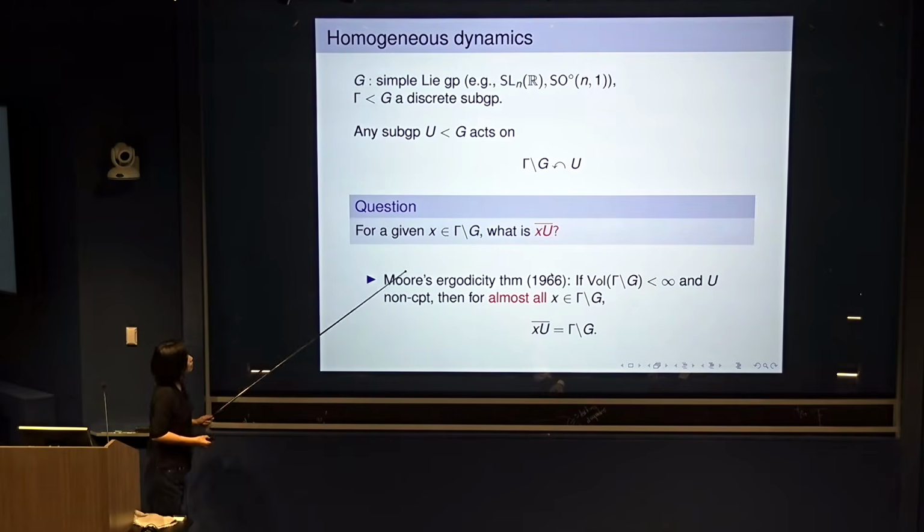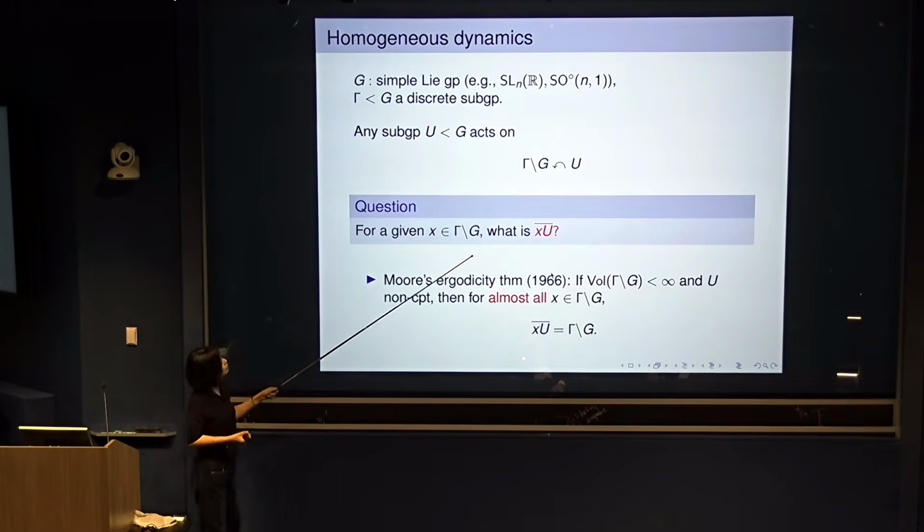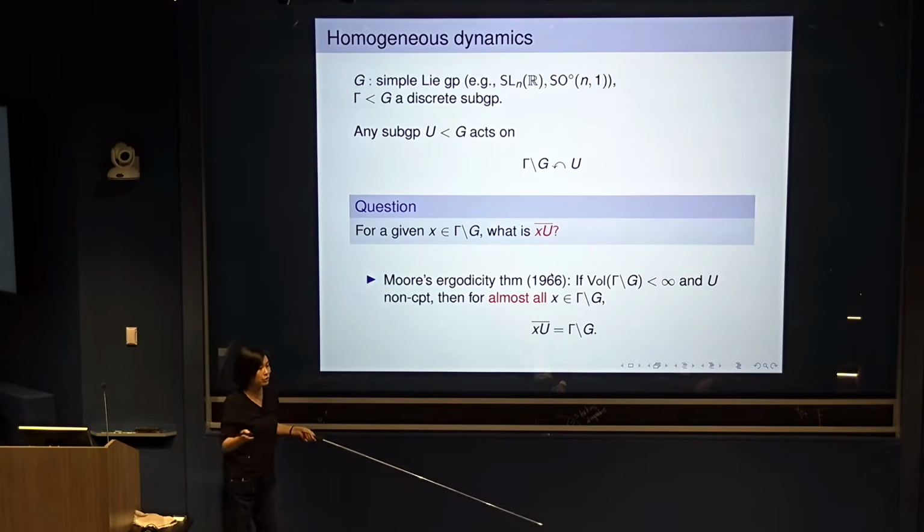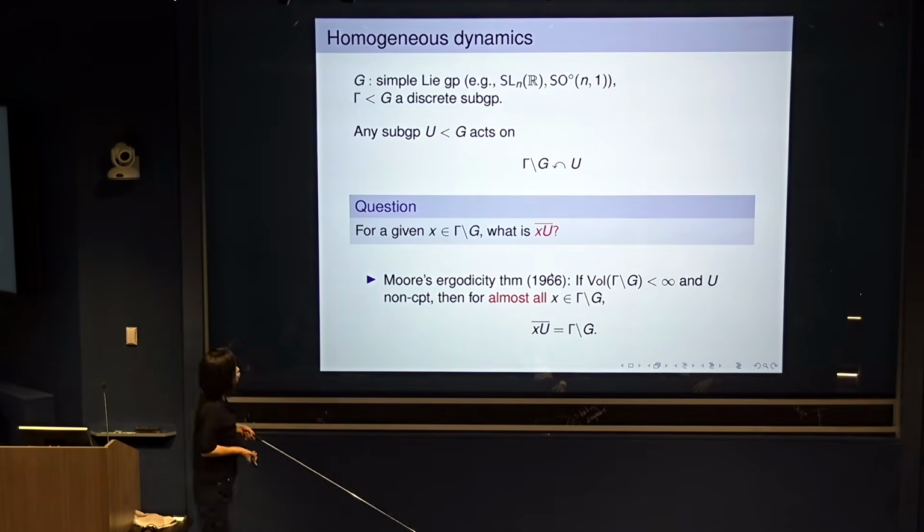So the question is that for any given point x in this homogeneous space G mod gamma, can you describe the closure of the U orbit? This looks like a very simple question. You have G mod gamma. What is the closure of the U orbit?